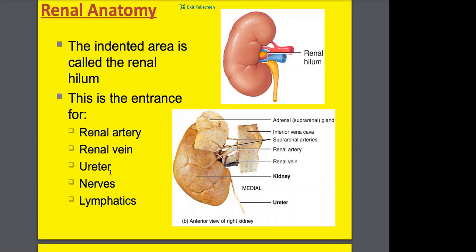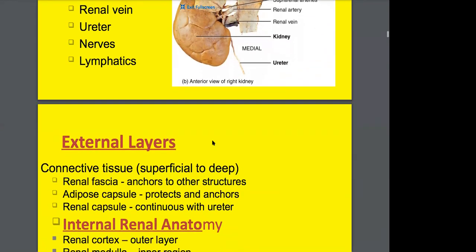We see the ureter. We're going to later see some nerves and some lymphatic tissue in there. So we see that it's all entering within this point here. Sitting above the kidney, now this is not what it would look like live. This is a cadaver view, but it is showing the adrenal gland, which is sitting upon the kidney.